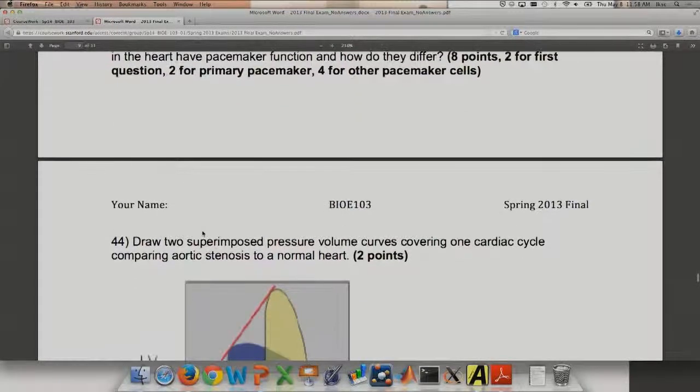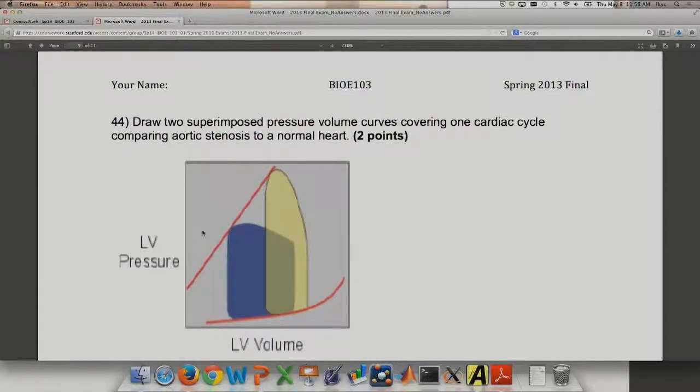So this one: draw 2 superimposed pressure volume curves covering 1 cardiac cycle, comparing aortic stenosis to a normal heart. In this case, I think a fairer question would have been to give you a normal loop and have you just draw a superimposed loop for the aortic stenosis. It's hard to draw the normal and the abnormal, so assume that the blue one was given. Then we know that aortic stenosis causes less blood to be ejected, and the heart has to work harder. So you see the stroke volume decreases, right? And the pressure increases, so the loop becomes thinner and taller in aortic stenosis. It's also in the lecture, and if you need more explanation, you can go back and listen to the video. I explained that in a little more detail.